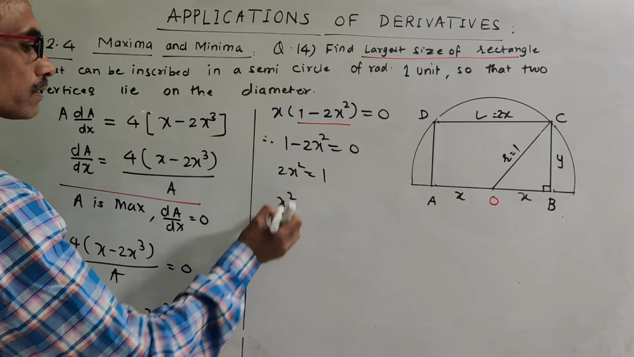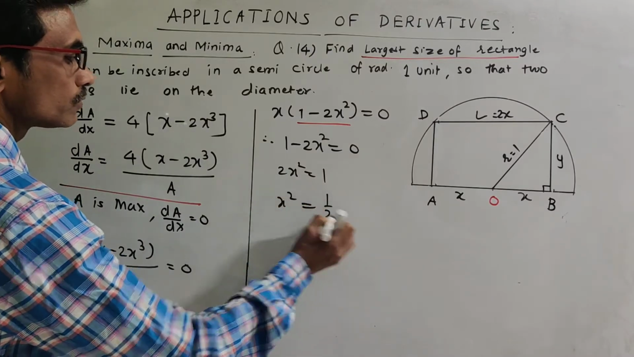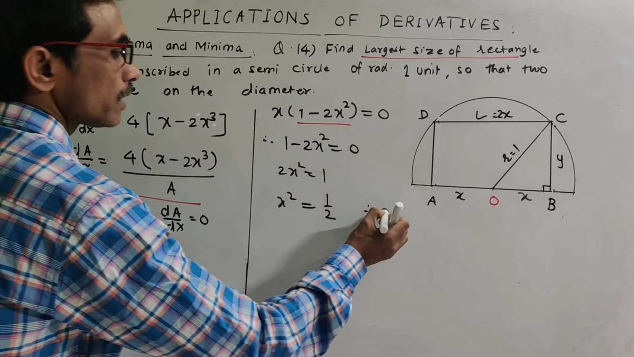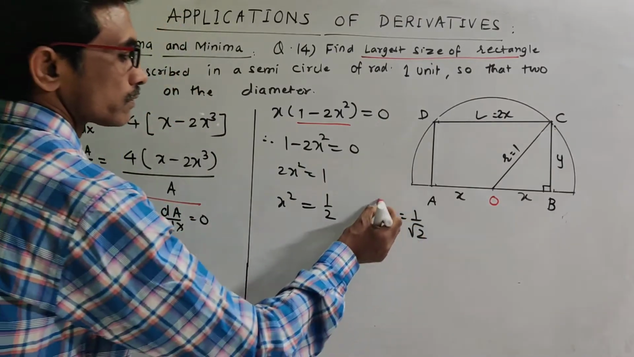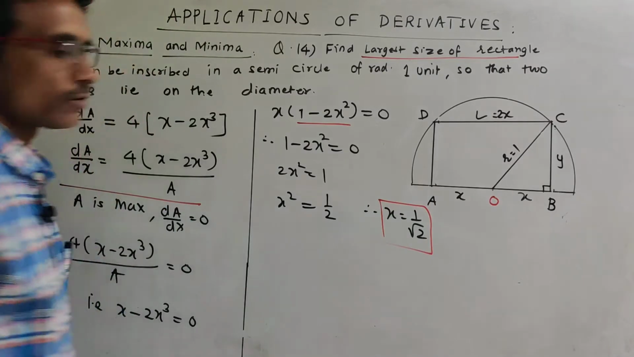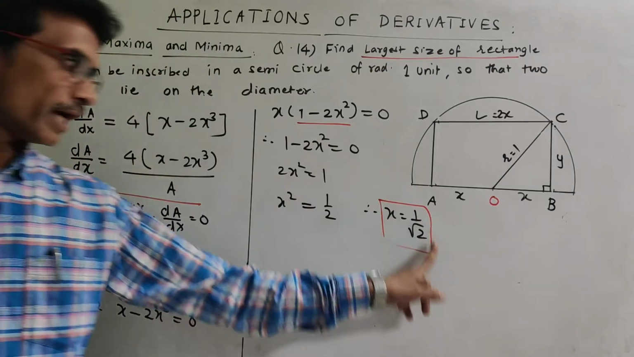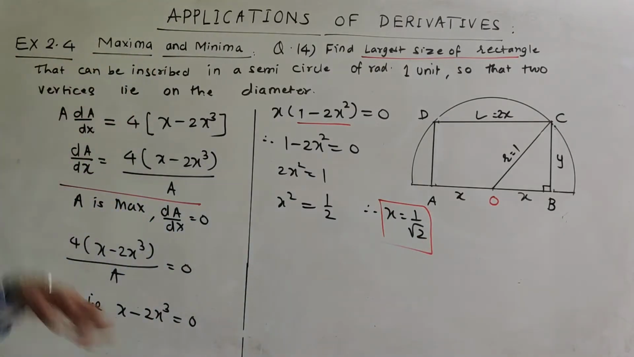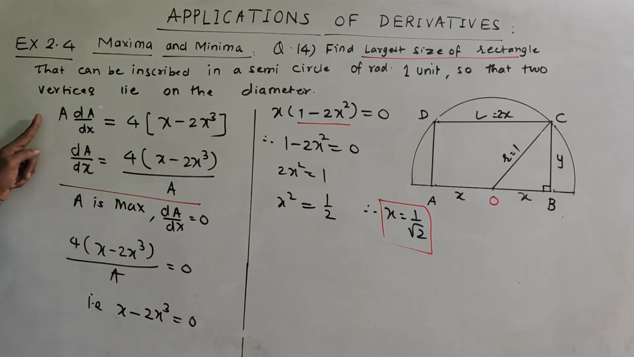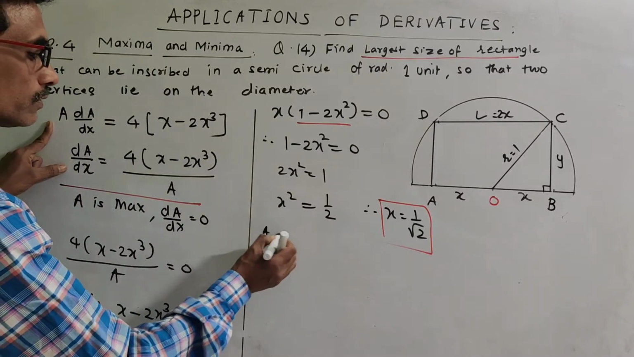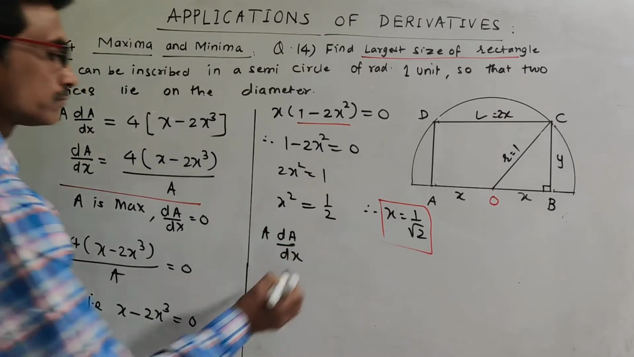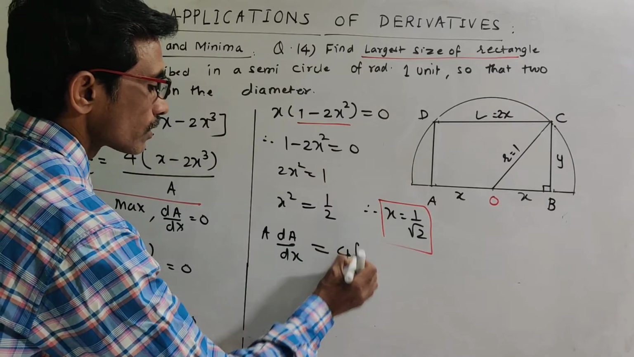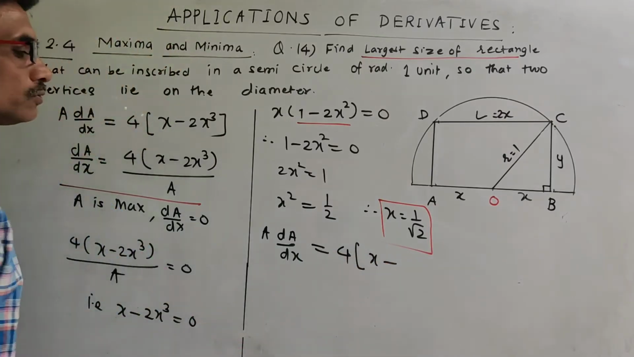x square is equal to 1 by 2, and x is equal to 1 upon root 2. So here we are getting the value of this unknown x is equal to 1 by root 2. Now we find the second order derivative. So we have A into dA by dx is equal to 4x minus 2x cube.